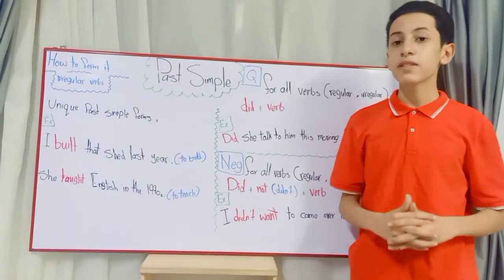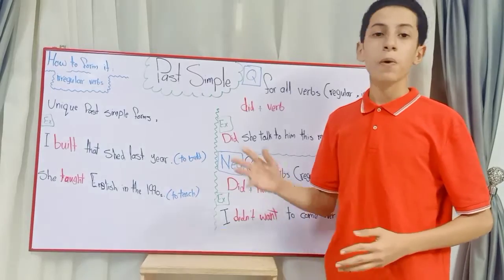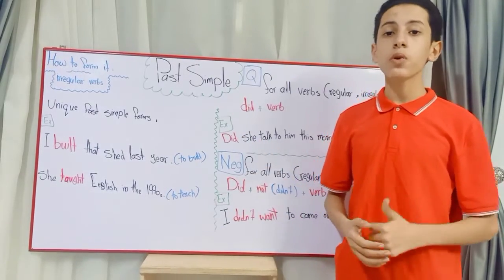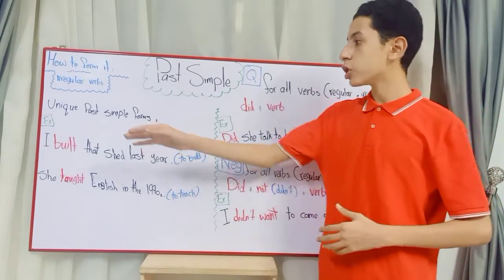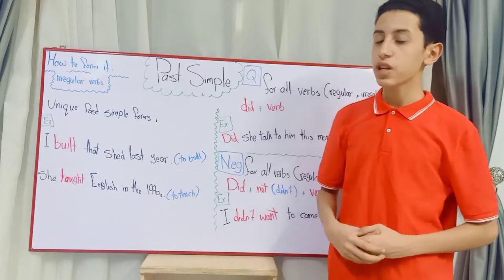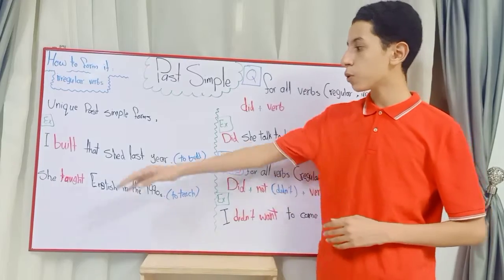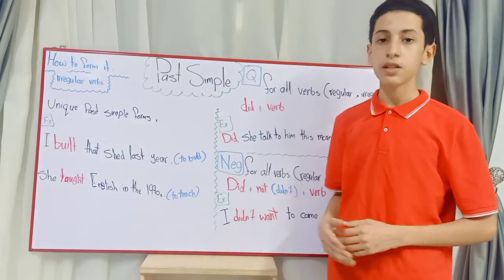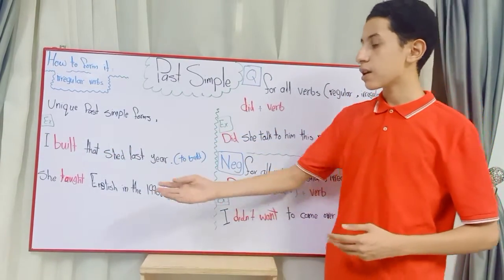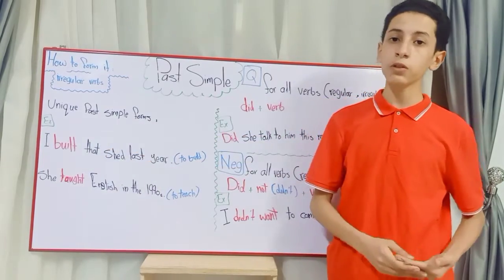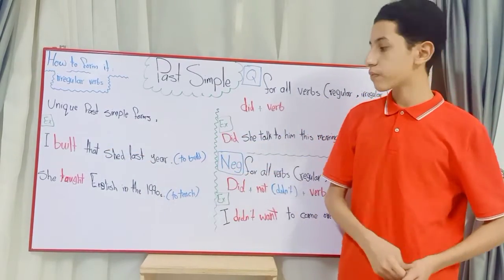Okay, so now let's see how to form the past simple tense with the irregular verbs. So, unique past simple forms. So here, the verb itself changes. For example, I built that shed last year. So here, the infinitive form of built is to build.